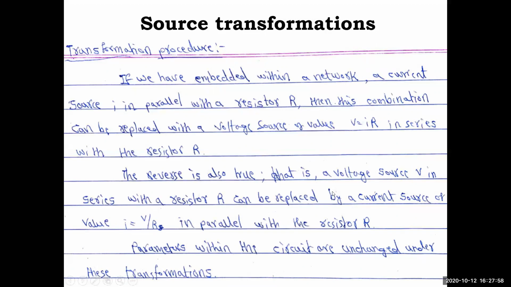Reverse is also true, where a voltage source V in series with a resistor R can be replaced by a current source of value I is equal to V by R in parallel with the resistor R.